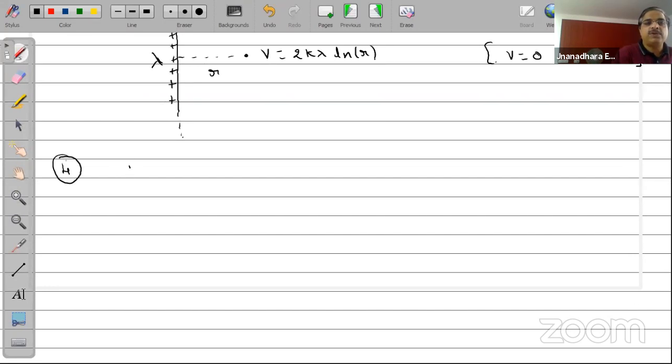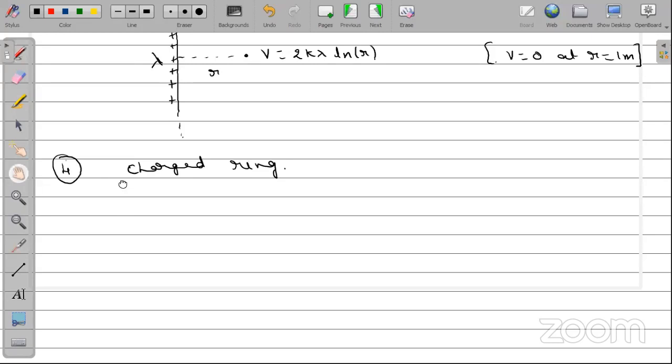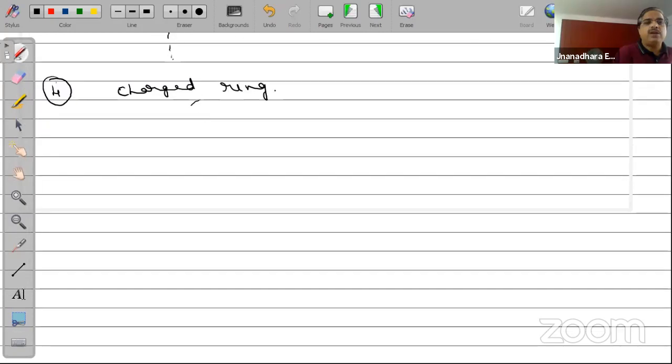Now let's find out the potential due to a charged ring at a point on its axis. You all understand what a charged ring is. This is the ring that I have chosen, something like this here, and there's a charge on the ring.